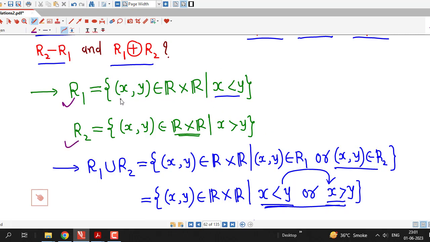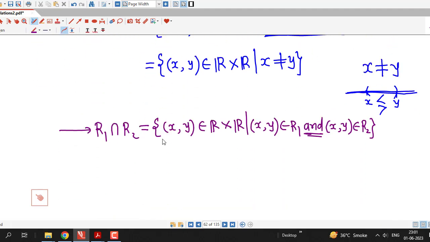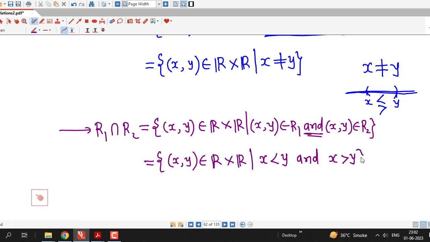So ordered pair (x, y) belongs to R1 if x is less than y. Ordered pair (x, y) belongs to R2 if x is greater than y. So we must have both the conditions satisfied, because we are collecting all those ordered pairs (x, y) such that (x, y) belongs to R1, that is x is less than y, and (x, y) belongs to R2, that is x is greater than y.